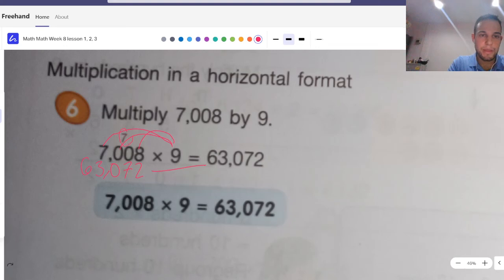I don't know why they put the 7 floating here, because it should be over the 10 spot because it's a 70, it's a tens, but they have it all the way here.